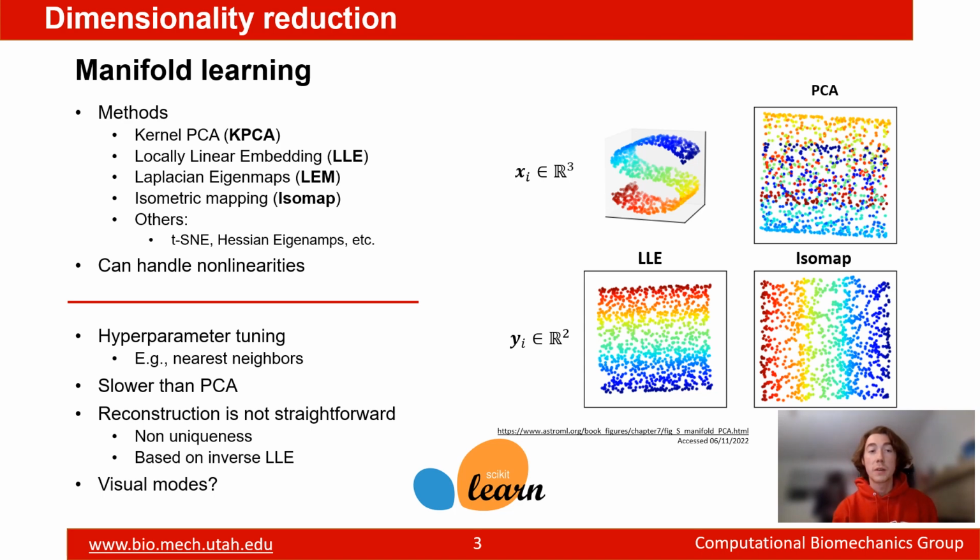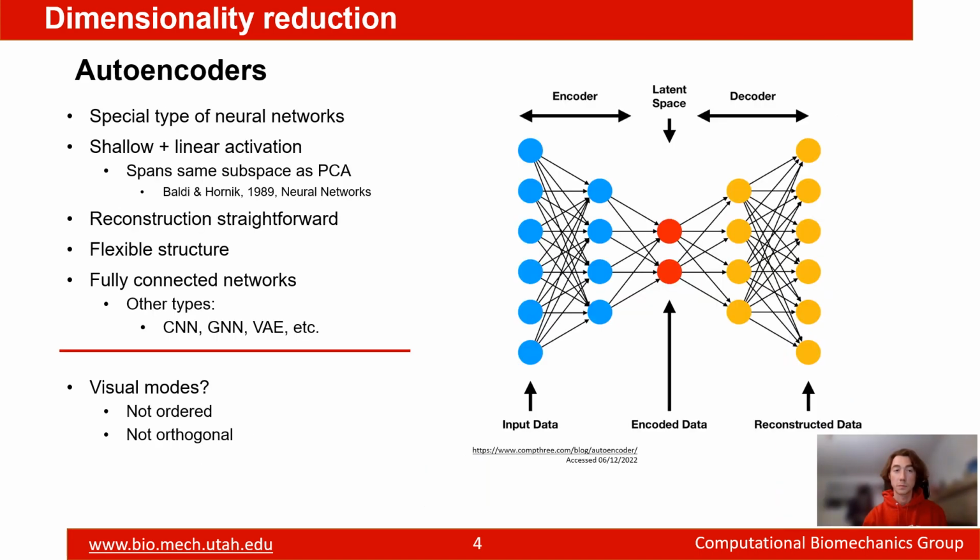We used 4 different manifold learning methods: kernel PCA, locally linear embedding, Laplacian eigenmaps. These two are based on preserving local relationships based on nearest neighbors. And finally, isometric mapping. The downside of these methods is that they need hyperparameter tuning, they're slower than PCA, and reconstruction is not always straightforward. Here we use the reconstruction based on the inverse locally linear embedding. The question of how to obtain visual modes also arises in this case.